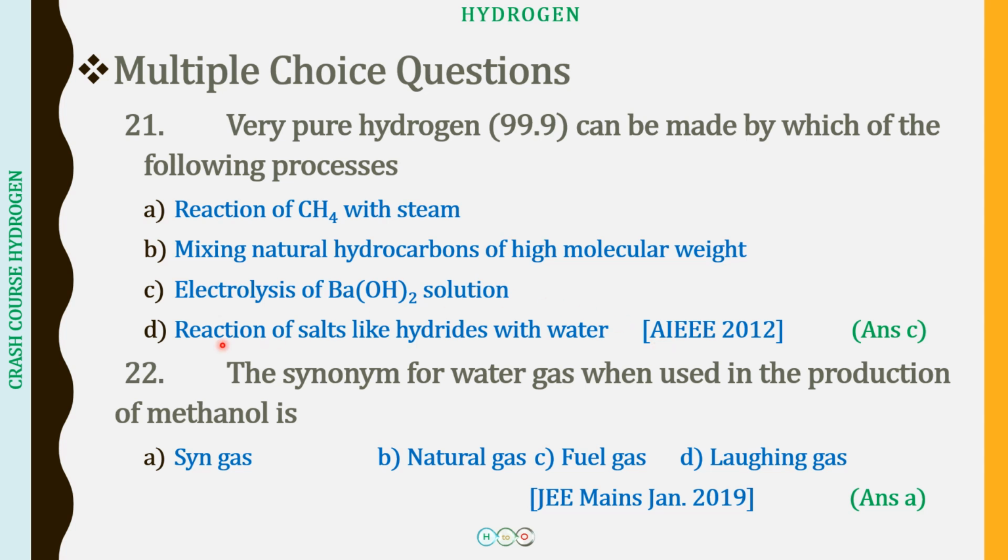So here let us start with the D choice, which we have already discussed, that when the hydrides react with water, they produce the corresponding hydroxide and hydrogen is evolved. So this is a reaction we used for the preparation of hydrogen, but this is not going to give us very pure hydrogen. The next we have is the electrolysis of barium hydroxide solution. It is from here we will be getting very pure hydrogen, which is going to be 99.9% or even more than that. That is so pure.